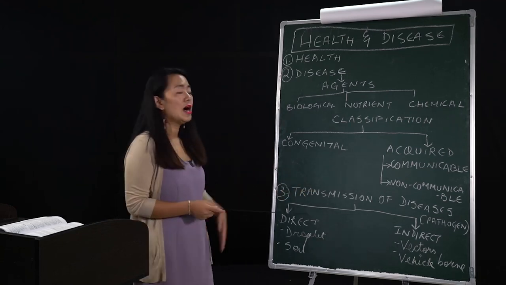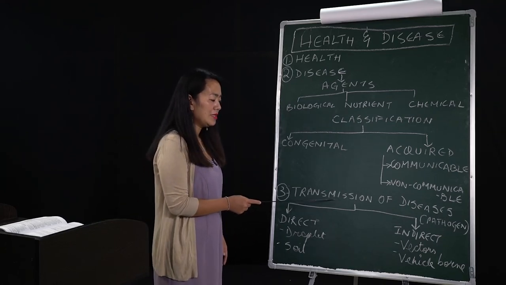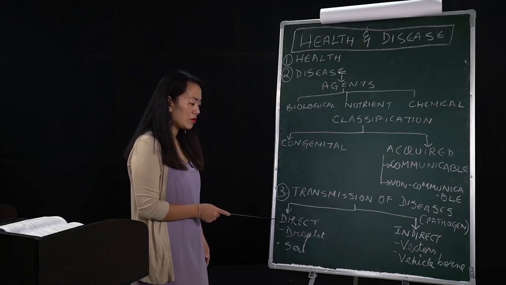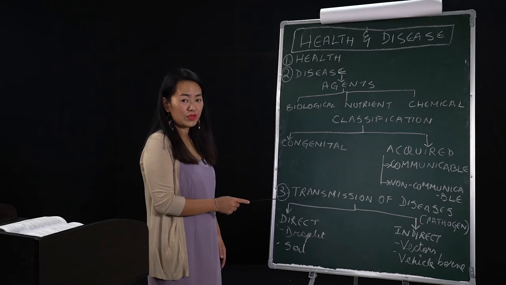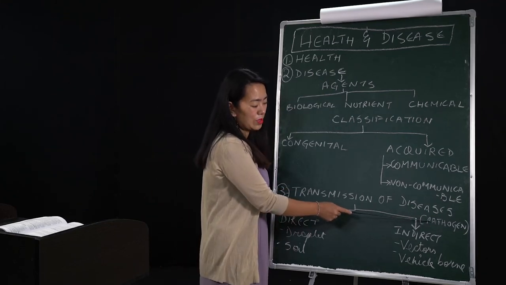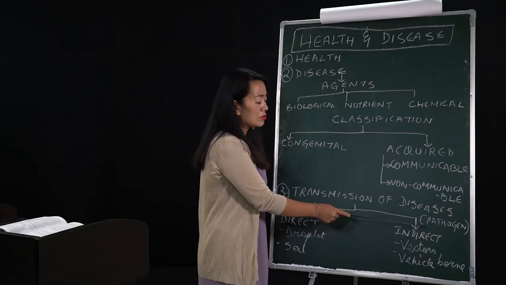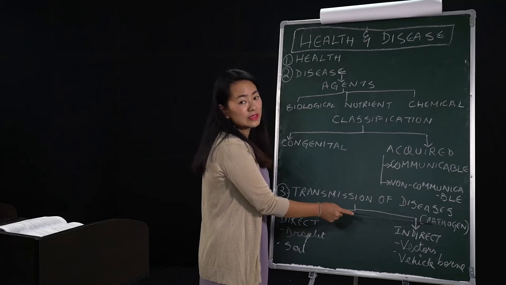Besides this, how are the diseases transmitted? The diseases are transmitted through direct contact and indirect contact. When you talk about transmission of disease, in this chapter, you are specifically going to focus on the pathogens. Remember that. What are pathogens? Pathogens are parasitic organisms which cause diseases.